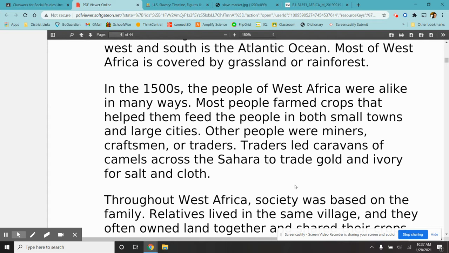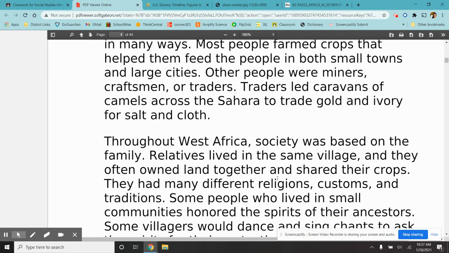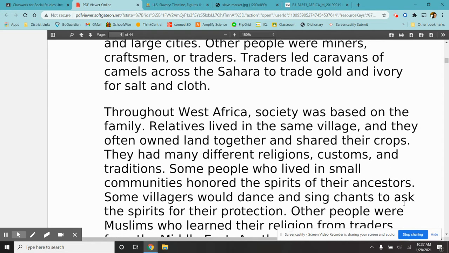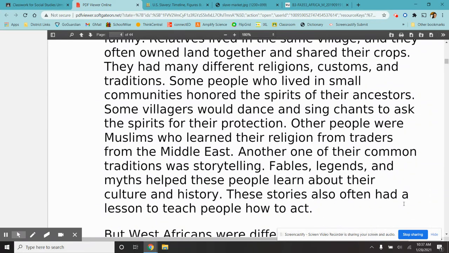Other people were miners, craftsmen, or traders. Traders led caravans of camels across the Sahara to trade gold and ivory for salt and cloth. Throughout West Africa, society was based on family. Relatives lived in the same village, and they often owned land together and shared their crops. They had many different religions, customs, and traditions. Some people who lived in small communities honored the spirits of their ancestors. Some villages would dance and sing chants to ask the spirits for their protection.